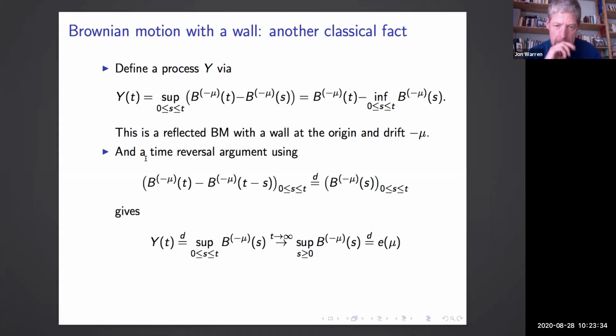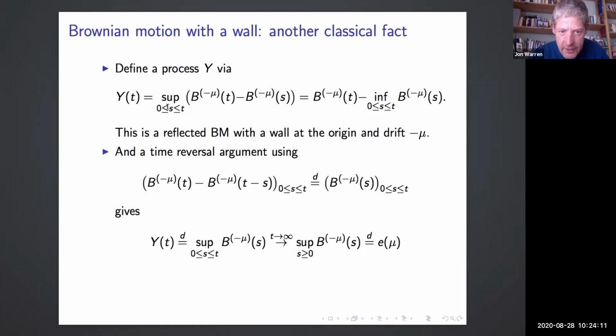Now, the reason I wrote my Y_t in this form, the first expression with the supremum in, is that I want to do a time reversal argument. So if you fix a t, and you look at this process B_t minus B_{t-s}, then that's the Brownian motion basically run backwards from wherever it ends up at time t. And it is, of course, in distribution as a process in s, a Brownian motion. That's the time reversibility of Brownian motion.